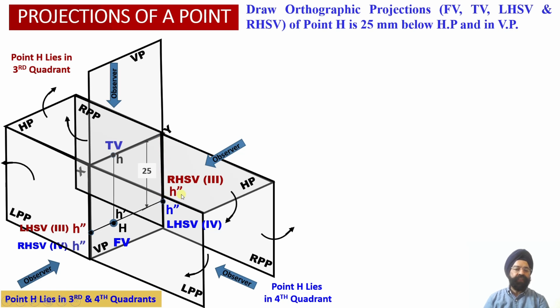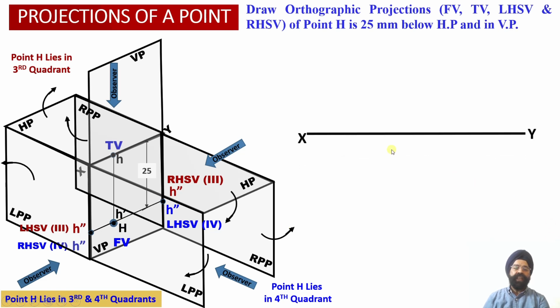So here we can check, we have marked H double dash point indicating the right hand side view projections of this point H into the right profile plane. So this way the front view, top view and side view orthographic projections, depending upon the location of the point into the fourth quadrant or the third quadrant, have been appropriately located into the 3D spatial arrangement over here.